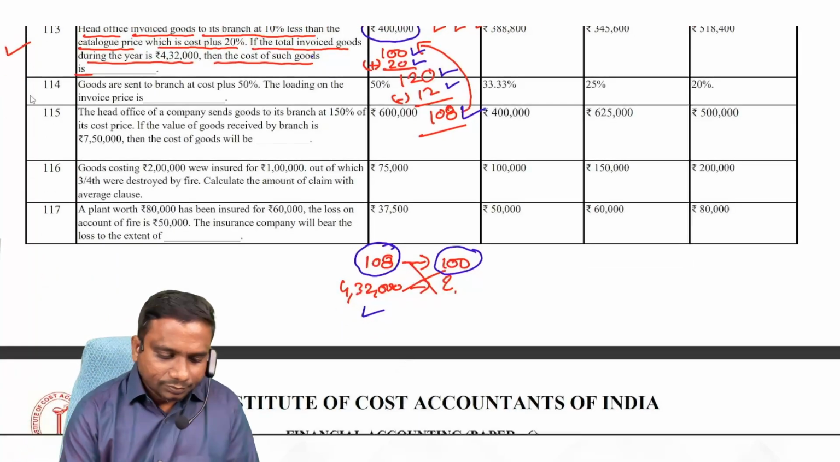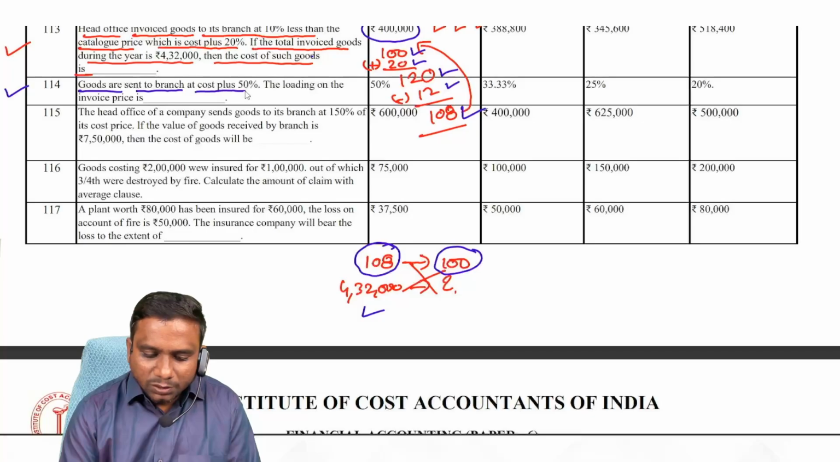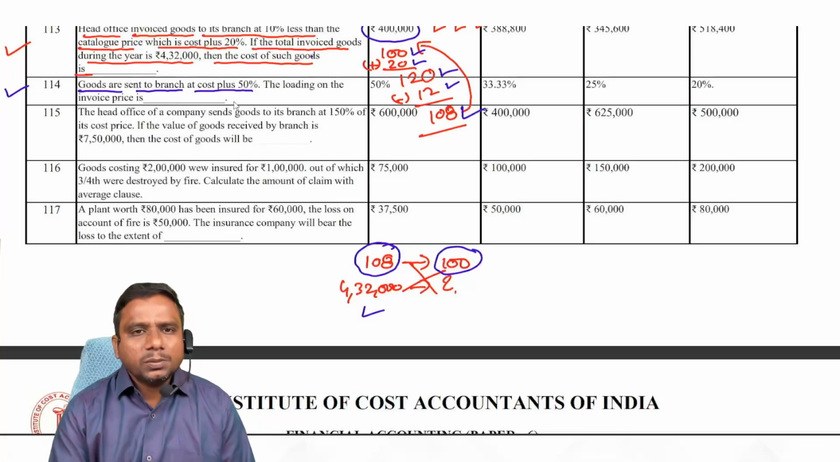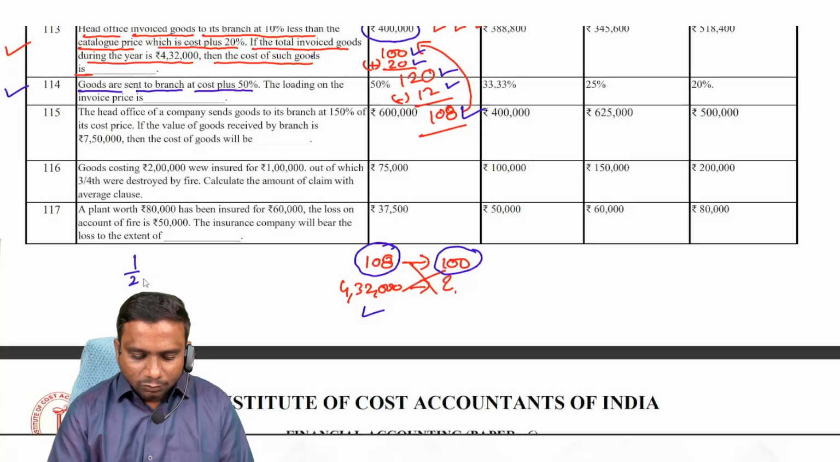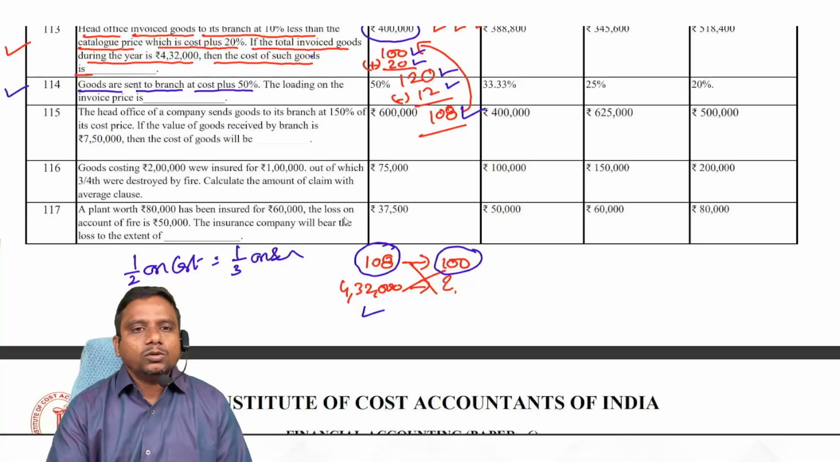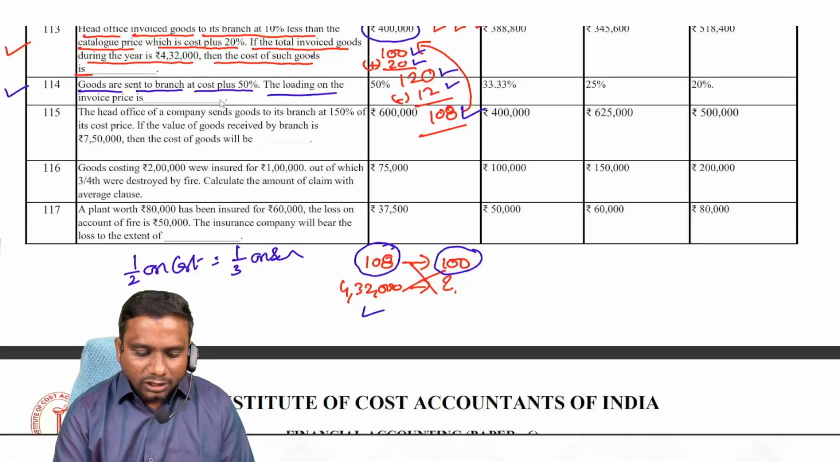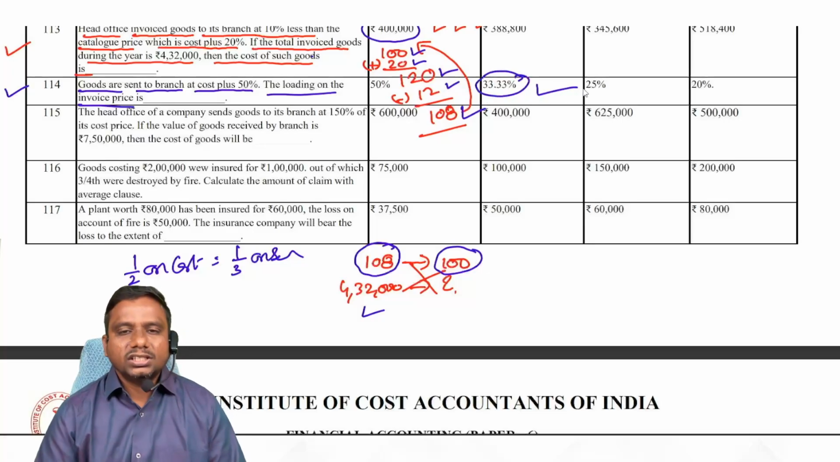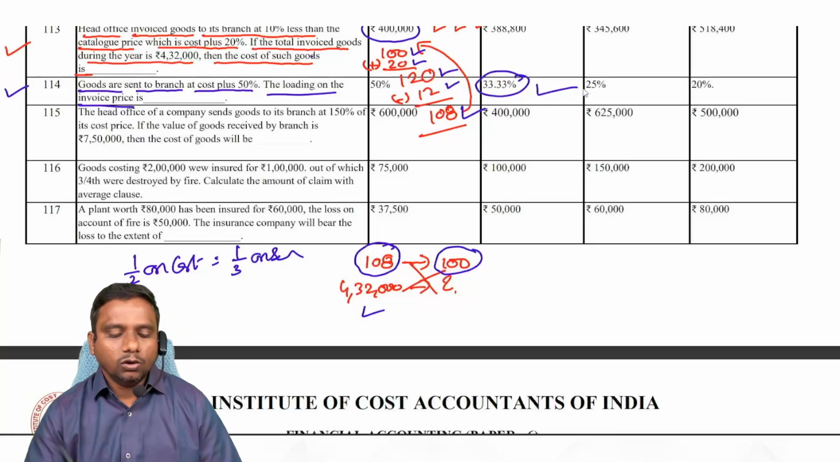Next one, 114. Goods are sent to branch at cost plus 50. Cost plus 50 means 1 by 2 on cost. 1 by 2 on cost is nothing but 1 by 3 on sale, or 33.33%. Loading on the invoice price will be 33.33%, student. This is a repetitive question. I think we already got this.